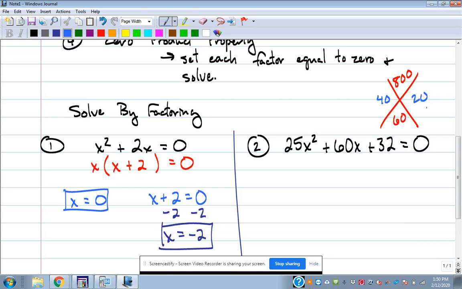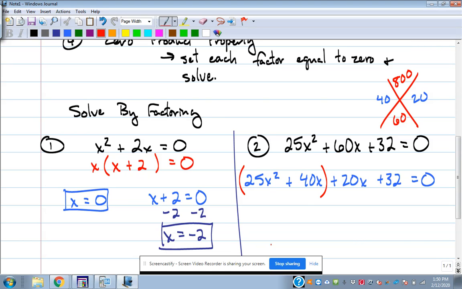Can I take the shortcut with my factoring here? No, there's something else in front of x squared, so I got to do it the long way by grouping. So I'm going to write 25x squared plus 40x plus x plus 32. Keep in mind, it doesn't matter what order you put those middle pieces in. At the end of the result, you're going to get the same thing. It'll just look different in the middle.